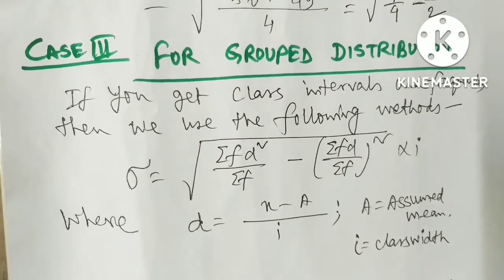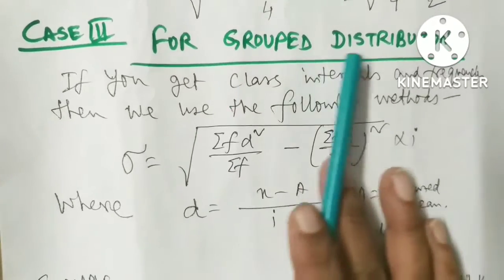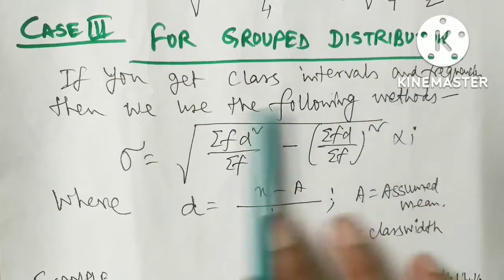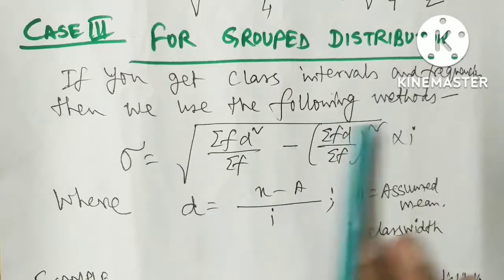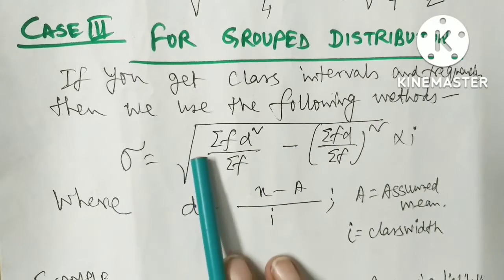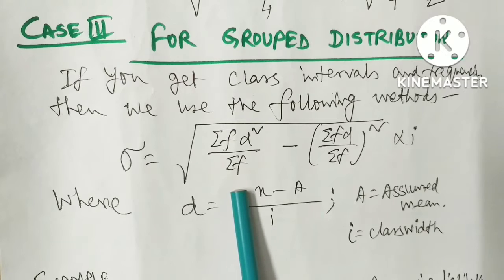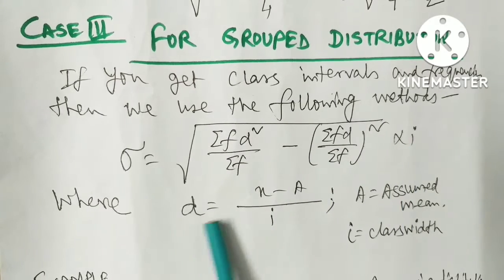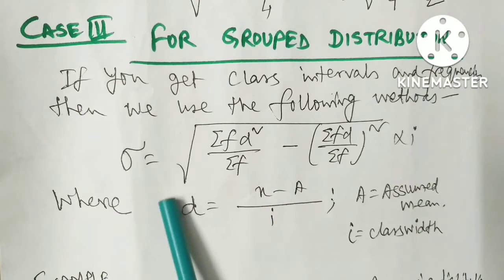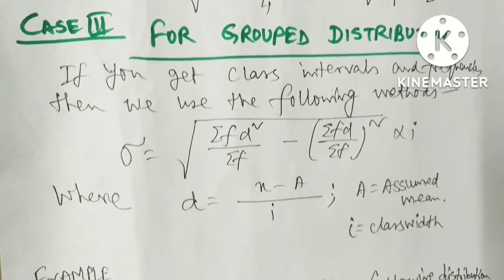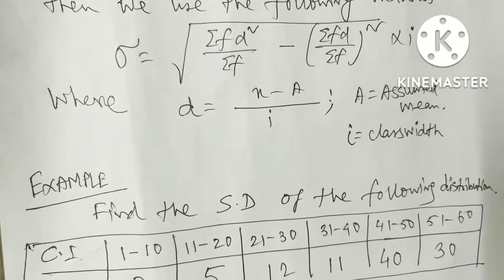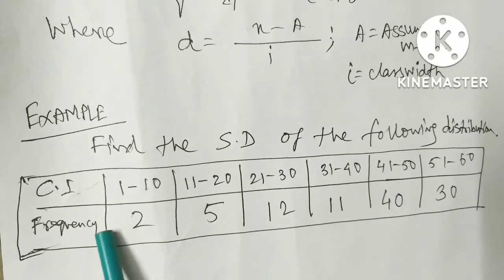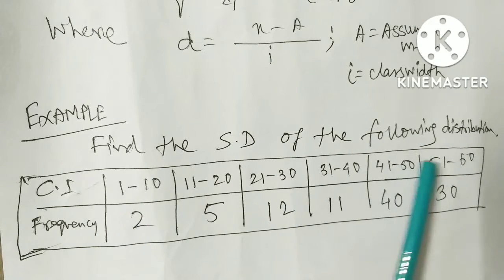Now we focus on the third case, that is, the grouped frequency distribution. If we get the class intervals and frequencies, then we use the following method. Sigma equals root over summation fd square by summation f minus summation fd by summation f whole square, into I, where d equals x minus a by I. Here d is the new element. D measures the deviations of the x values from the assumed mean. A is the assumed mean, I is the class width. And now the example is: find the SD of the following frequency distribution.